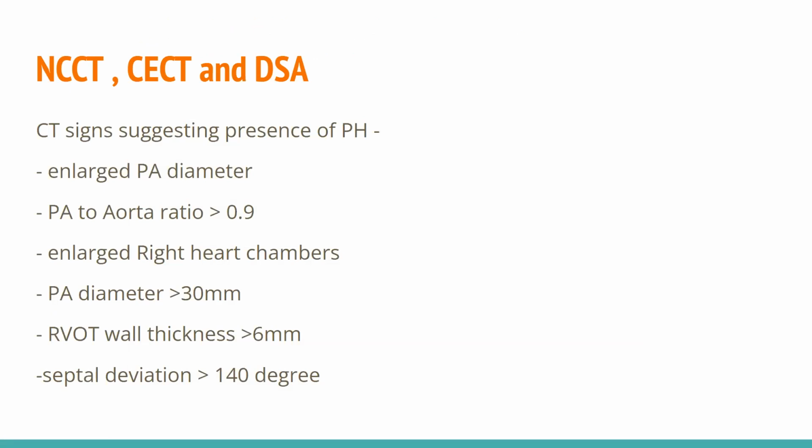Then NCCT, CECT, and DSA. The CT signs suggesting presence of PH. The three diagnostic signs most commonly considered when doing CT are whenever a PA diameter is more than 30 millimeters, RVOT wall thickness is more than or equal to 6 mm, septal deviation of more than 140 degrees or RV by LV ratio of more than 1, said to be diagnostic of PH with other echocardiographic signs. Other findings also could be PA to aorta ratio being more than 0.9.